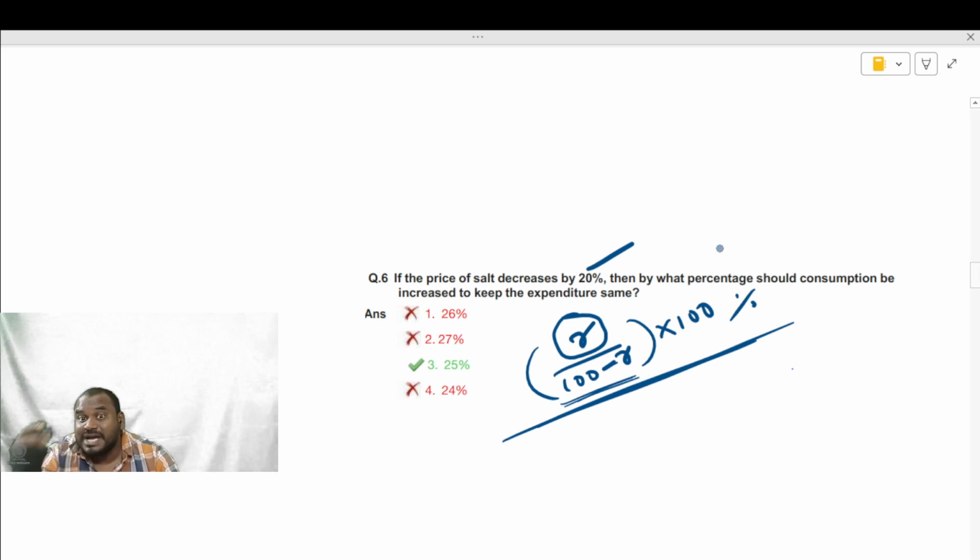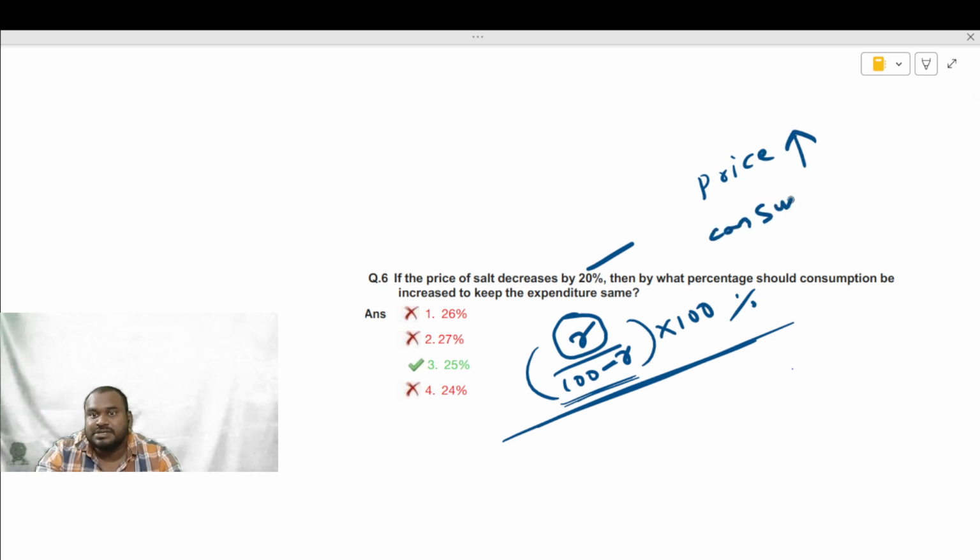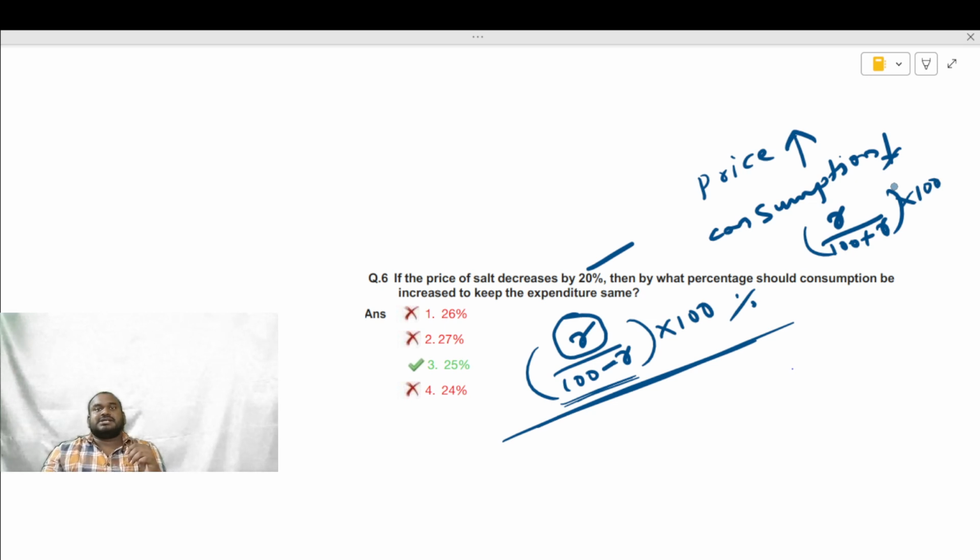Suppose the price increases, what happens to consumption? Consumption will decrease. For that, what formula do you use? R by 100 plus R into 100. If the price decreases, consumption will increase, and at that time R by 100 minus R into 100. Price increase, consumption decrease. For a number to decrease, there should be more value in the denominator. So that's why it will be less. Like that, you remember the formula.